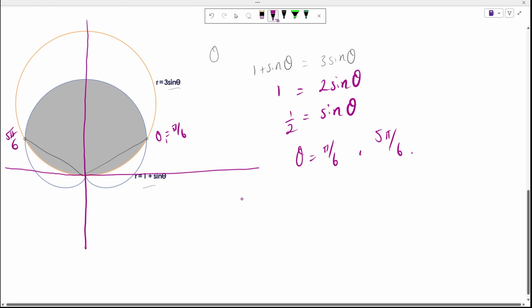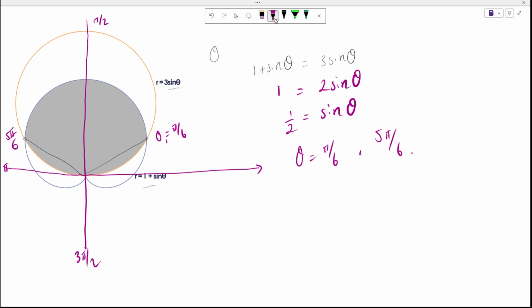Now, how do I know that this isn't 5 pi over 6? Because at the beginning this is going to be 0, and then it goes all the way around, and that's 2 pi. Here this is going to be pi over 2, that's going to be pi, that's going to be 3 pi over 2, and so on. Alright, let's see what else we have.